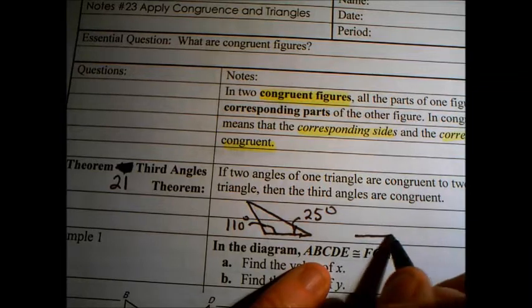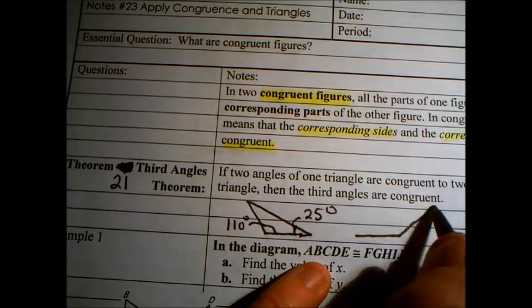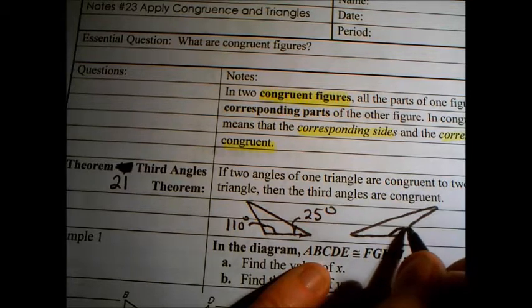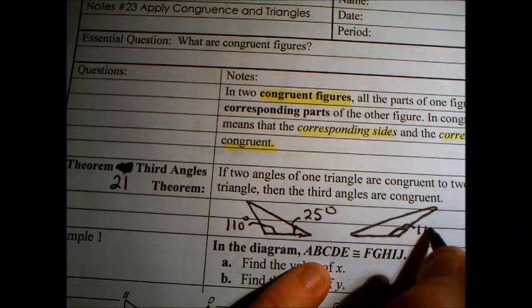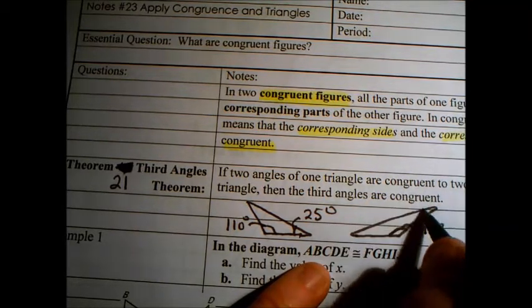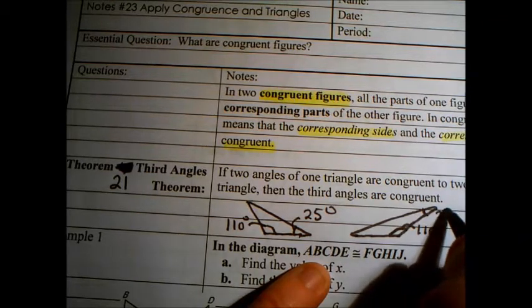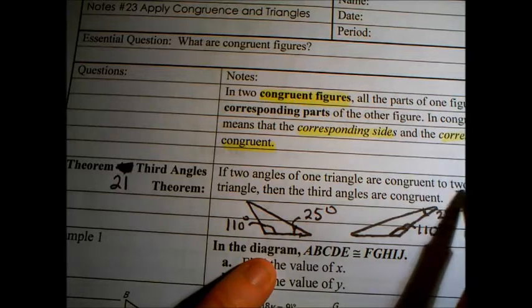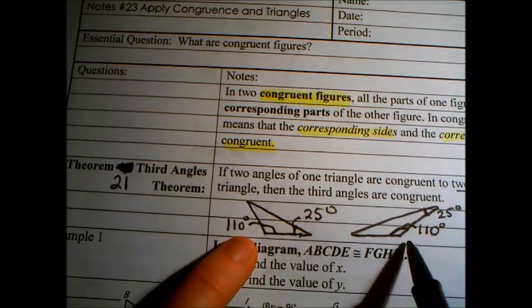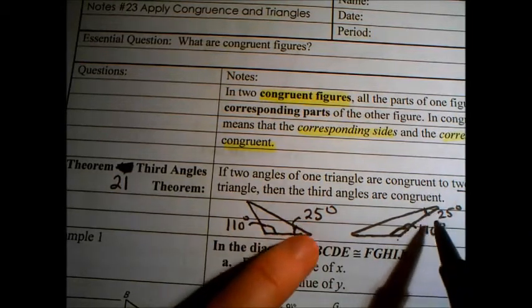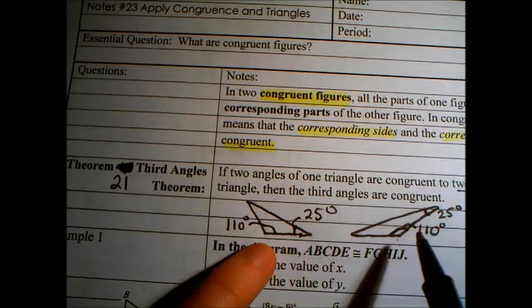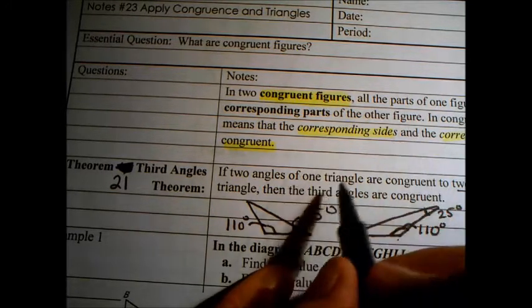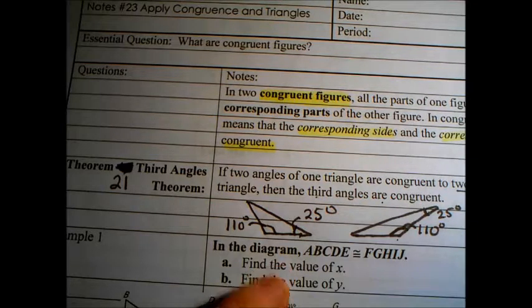So let me draw another one. Let's say that this angle is 110, and this one up here this time is 25. If we know that two angles on the triangles are equal, and we're showing that those two are equal, then this theorem says I don't have to do anything, and the third angles are going to be congruent.